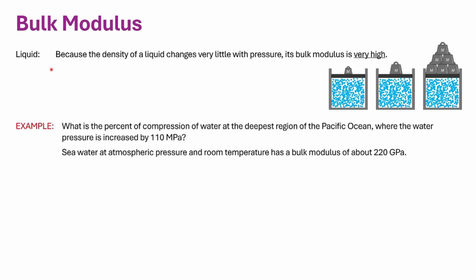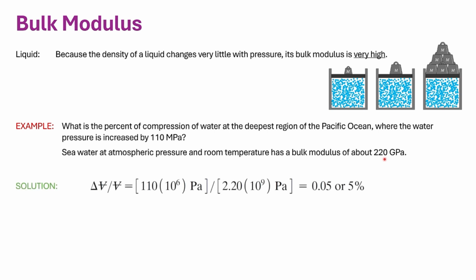Let's look at an example here. What is the percent of compression of water at the deepest region of the Pacific Ocean, where the water pressure is increased by 110 megapascals? And seawater at atmospheric pressure and room temperature has a bulk modulus of about 220 gigapascals.